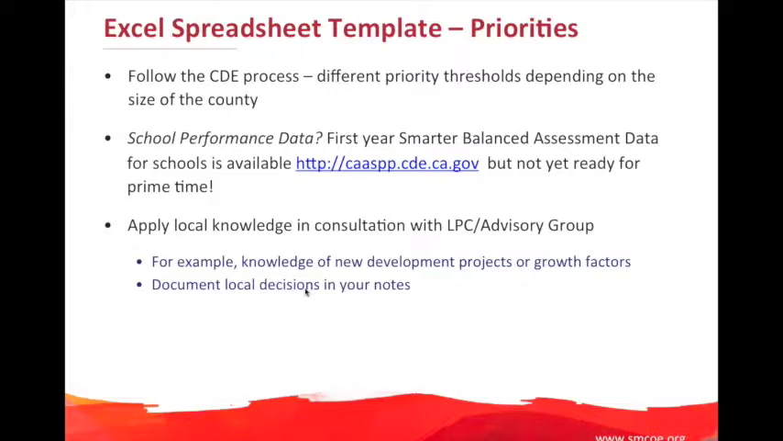If we go back to the Excel, we will go to the Excel spreadsheet in a minute for the priorities. The priority template does do the math for you if you have put in your data for supply and the data for children eligible. Oh, here's a question here.